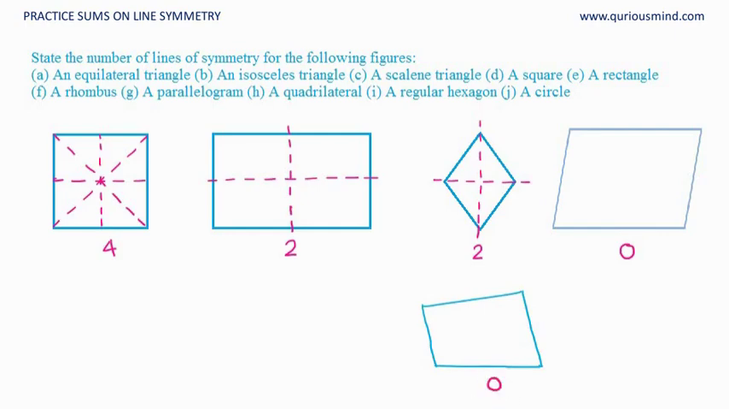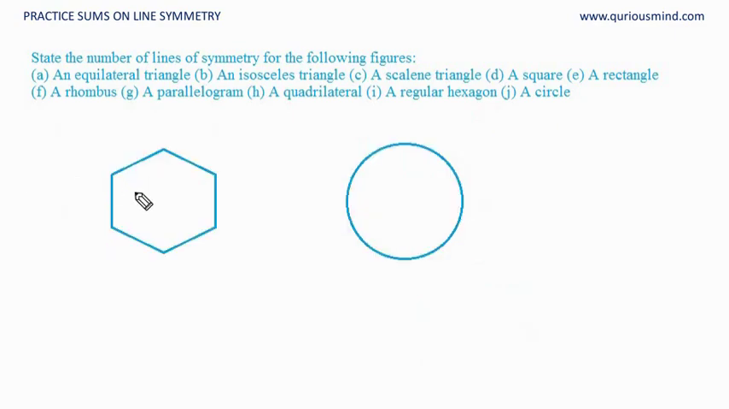Now, let's look at a regular hexagon and a circle. In a regular hexagon, if we join the diagonals, the opposite vertices, we get two equal shapes which coincide with each other. So, all the lines joining opposite vertices are lines of symmetry. They are all lines of symmetry.